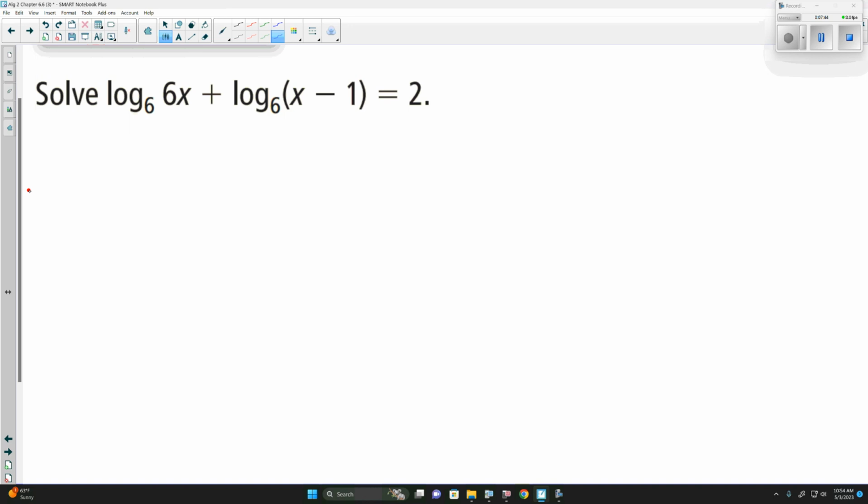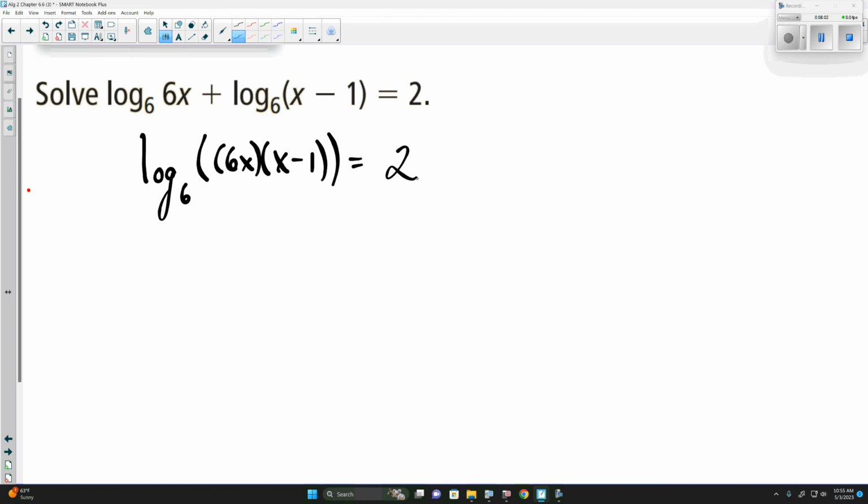Here, we have log base 6 of 6x plus log base 6 of x minus 1 is equal to 2. Now, we can rewrite this as a single logarithm, log base 6 of 6x times x minus 1 is equal to 2. Questions on any of this here? Now, what can we do next?